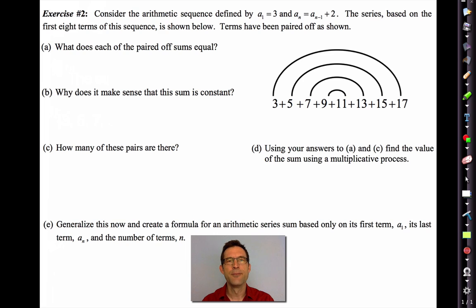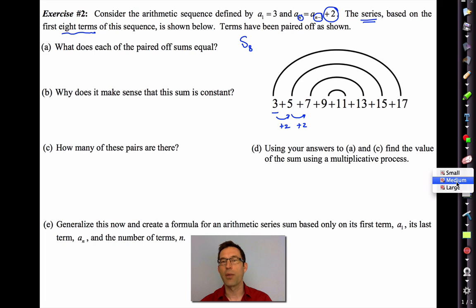Okay, exercise 2. Consider the arithmetic sequence defined by a1 equals 3, that's the first one, and then each term is defined as the previous term plus 2. So, right, we go up by 2 each time, etc. The series, based on the first 8 terms, so that'd be like S sub 8, of the sequence is shown. Terms have been paired off as shown. Now why we're pairing them off, we'll take a look at in a bit. Let's take a look.